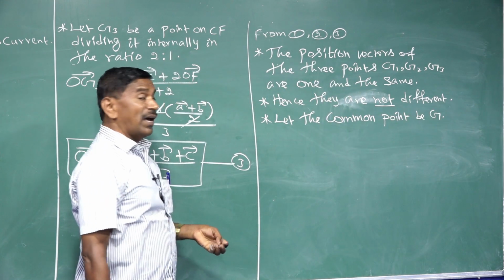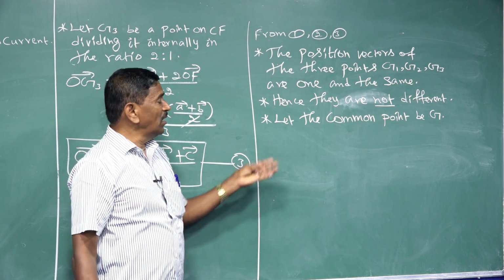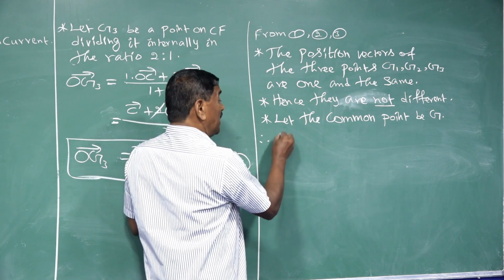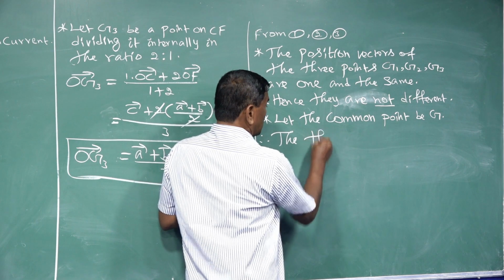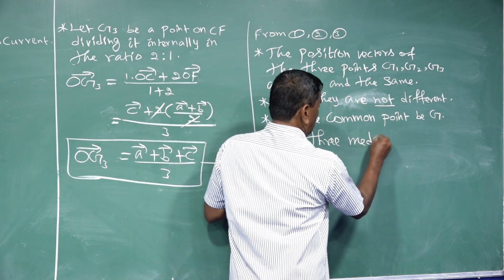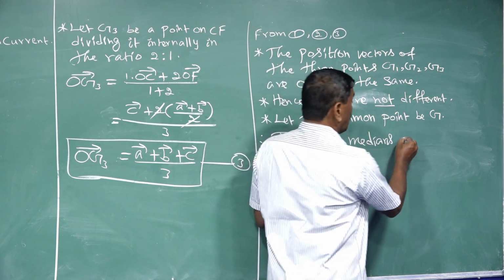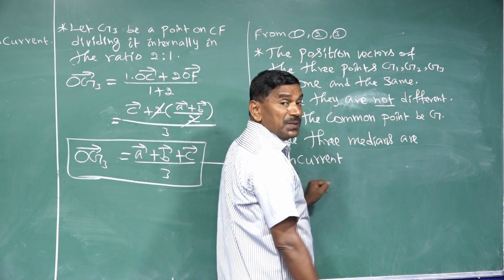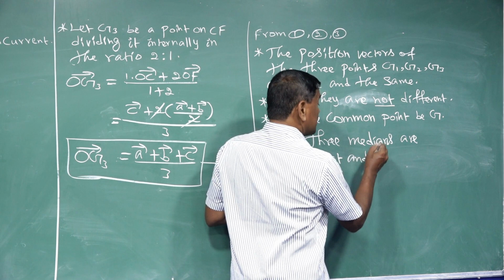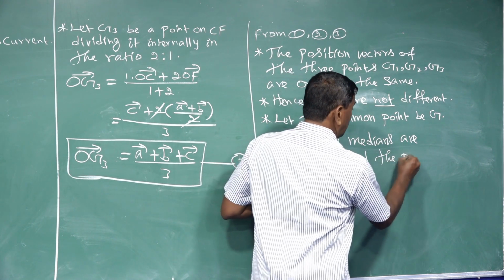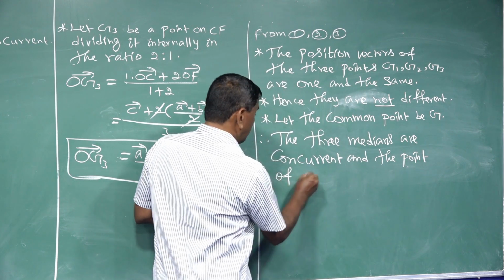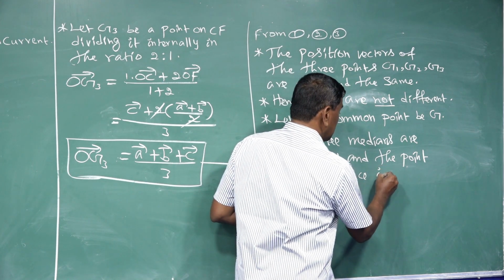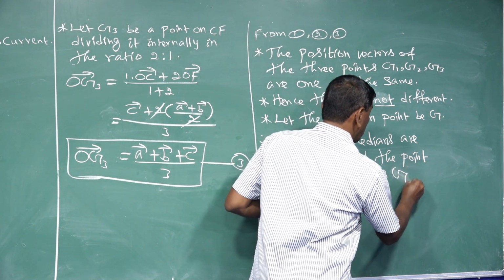Okay. Therefore, the medians are concurrent and hence the point of concurrency is G. Therefore, the 3 medians are concurrent, and the point of concurrence is G.